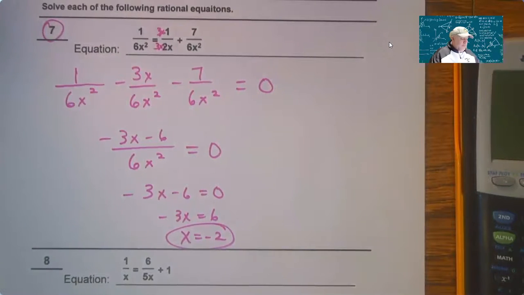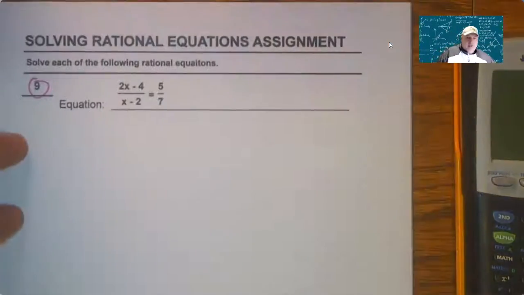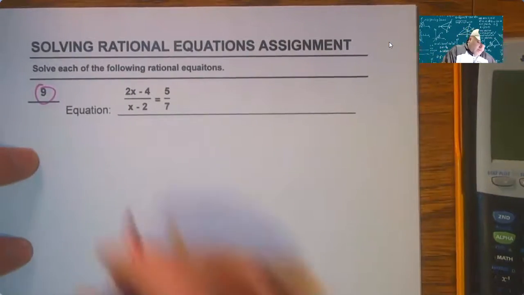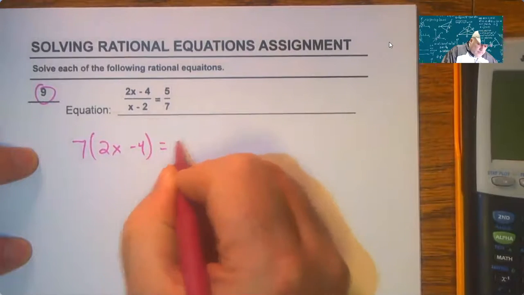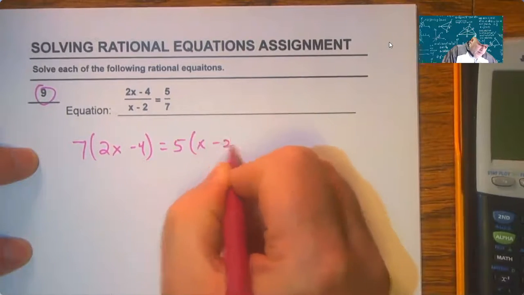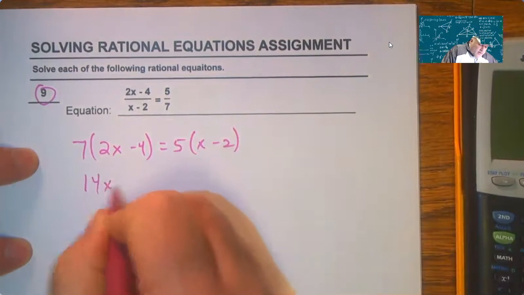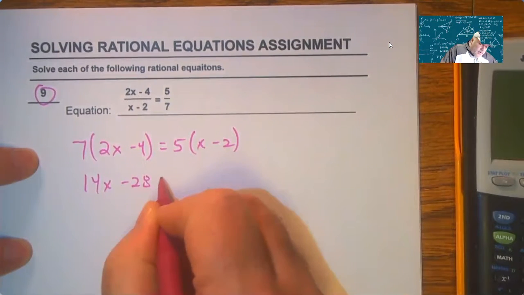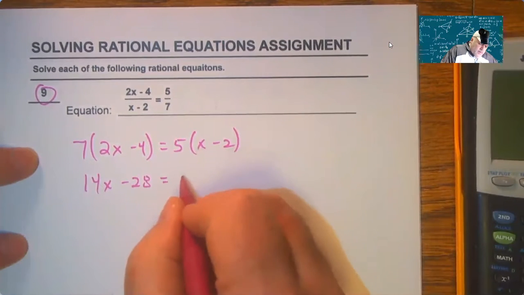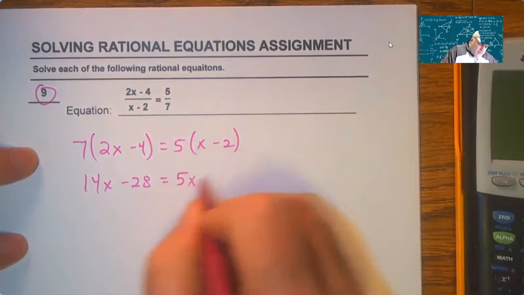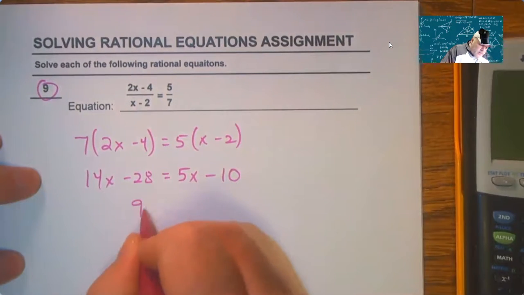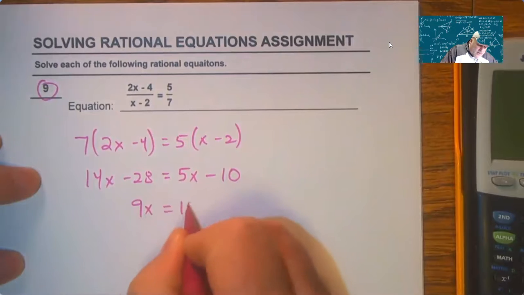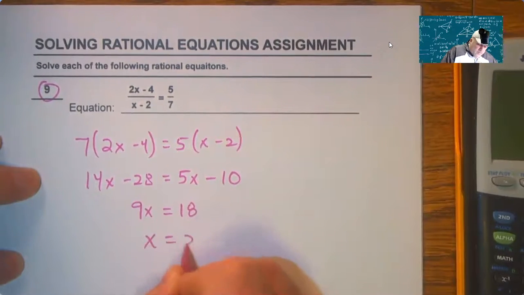Okay, so problem 9 is next. A little cross product here again. So back to just the single fraction on each side. The SAT loves these, by the way. So 14x minus 28 equals 5x minus 10. And then subtract, so 9x equals 18. And you get x equals 2.